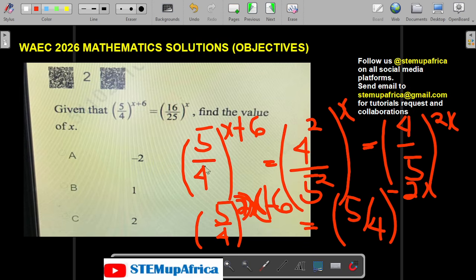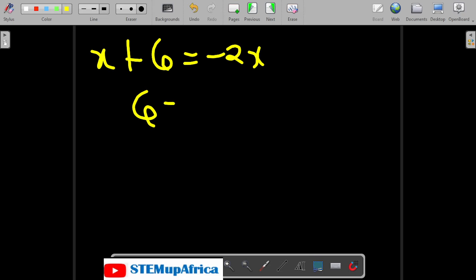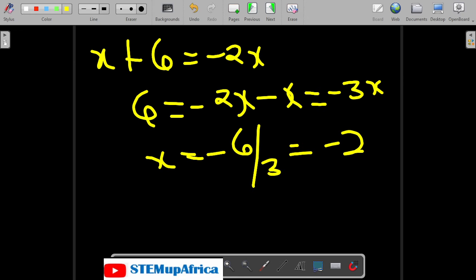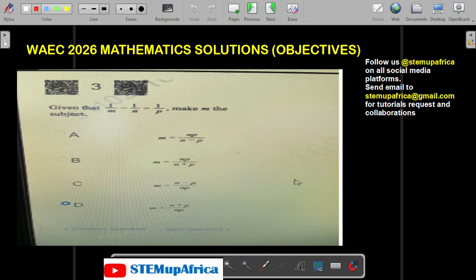So if I start from here, we're having the same base, I can remove the base now. We're having x plus 6 equals minus 2x. If I collect like terms, I want 6 equals minus 2x minus x. That will give us minus 3x. So my x is now minus 6 divided by 3. The value is minus 2. Let's check, which is option A. We have minus 2. Let's go to question 3 and see what they have for us.